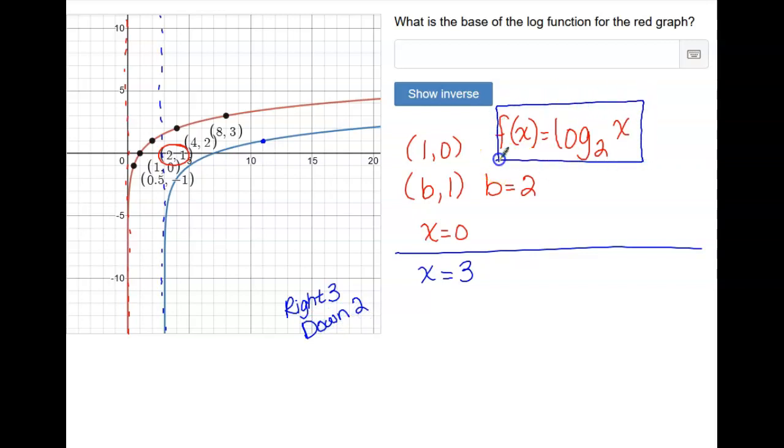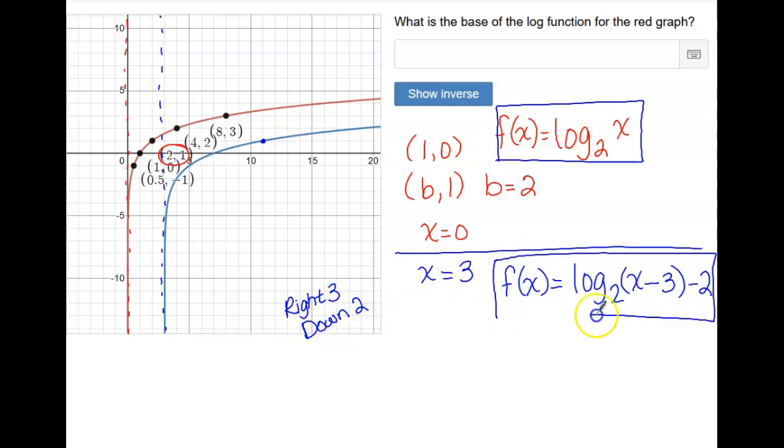So our transformed function is going to start with this exact same parent function. f(x) is equal to log base 2 of x. But we have these transformations. Remember, we go right 3, okay? So that right 3 is going to go with the x because x is left and right. But since it's inside the parentheses, we're going to change the sign. So instead of going plus 3, we're going to do minus 3. And this up and down is going to go outside the parentheses, and it's going to stay the same sign. So minus 2. So this is the equation of the blue graph.